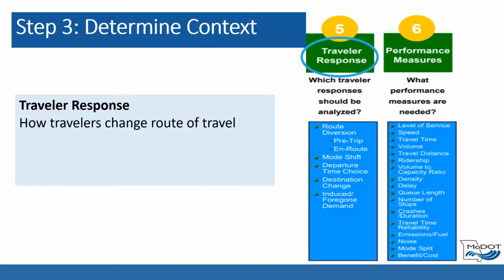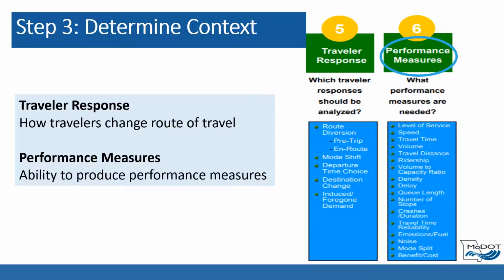Traveler response indicates how travelers can change their route of travel, change their travel time, use a different mode of transportation, change their destination, or cancel or create a new trip. These traveler responses would be measured due to responses to different operational improvements.